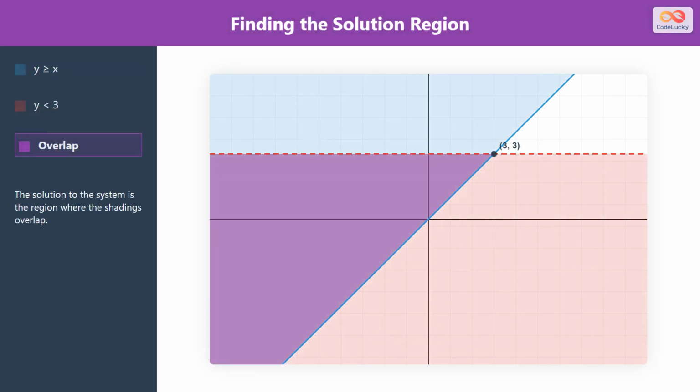Once the lines are drawn, we look at the shading. The solution to the entire system is the region where the shadings overlap. In our visual here, the blue region satisfies the first inequality, and the red region satisfies the second. The purple area, where the colors mix, is our solution region. Any point inside this double-shaded area is a valid answer.